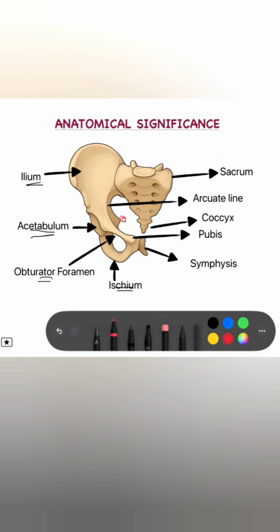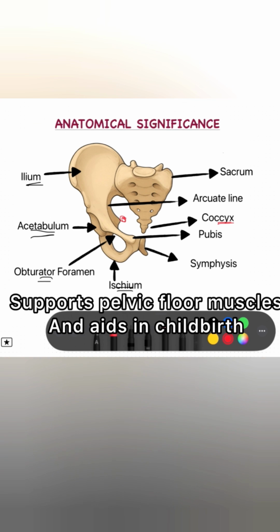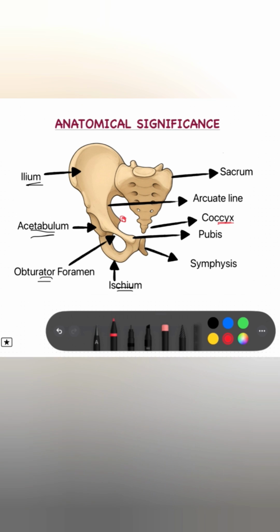Because of this ischial spine, when you're sitting down for long, it will pierce you and you'll feel pain. So it can create pressure sores in a patient who is not mobile. Next we're going to look at the symphysis, the pubis, and the coccyx. The coccyx, this one here, supports the pelvic floor muscles and also aids in childbirth. It also helps in sitting and balancing.